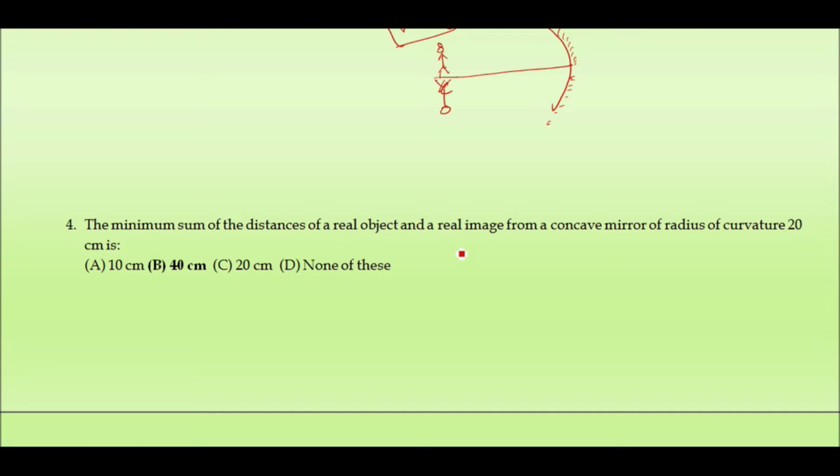So in this case also the sum of distances is equal to u plus v. So you have to calculate the minimum value of u plus v. That is possible when u is equal to v is equal to 2f, and in this case that is equal to r, and it is given as 20. So clearly the minimum value of u plus v is equal to 40 centimeter. And if you see the options, then option B is correct. The minimum sum of distances of a real object and real image from a concave mirror of radius of curvature of 20 centimeter is 40 centimeter.